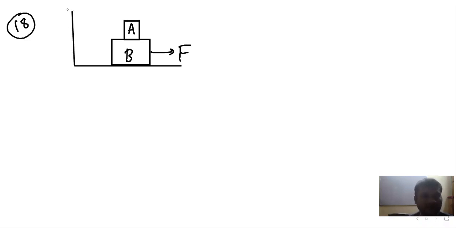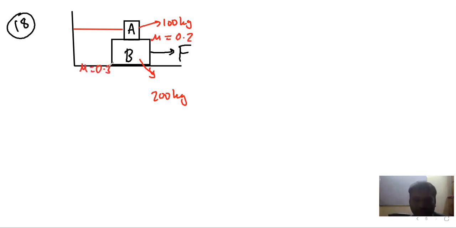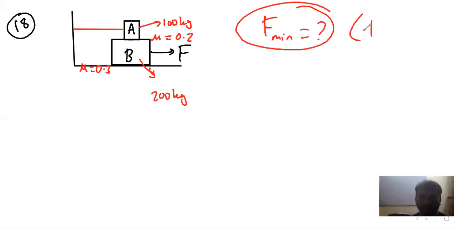Now, there is a string. Let us say I show the string in red color, which is attached to block A as shown in the diagram. Block A has a mass of 100 kg. Block B has a mass of 200 kg. The coefficient of friction between A and B is 0.2, while the coefficient of friction between ground and B is 0.3. We have to find the minimum value of force to start moving B. So we have to move B.